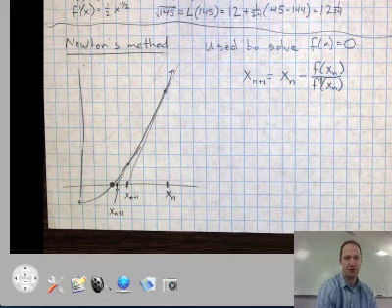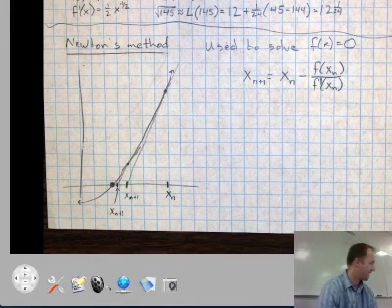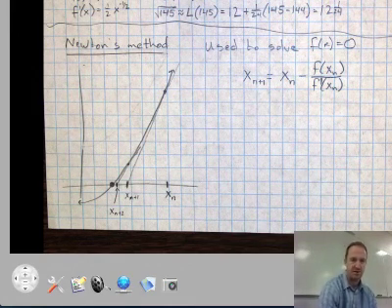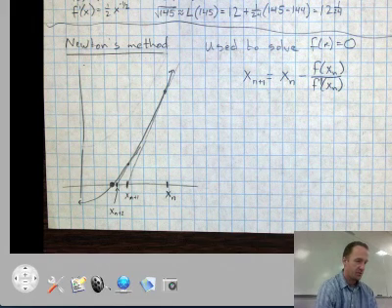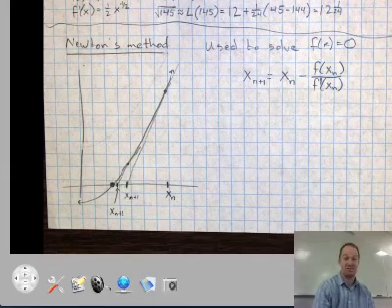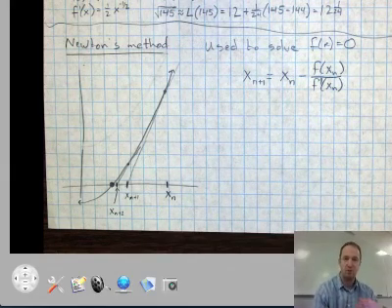This lesson is about Newton's method. This is the second half of section 4.5. The first one we did last time. We were approximating values of functions. Here we're doing some approximations as well.